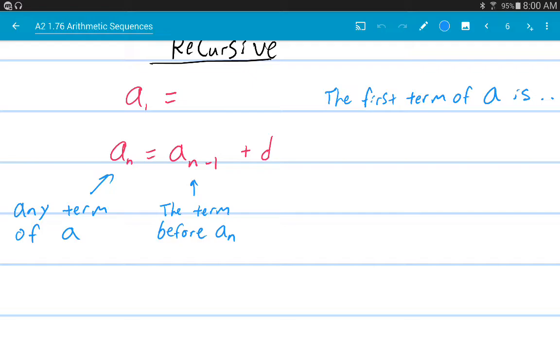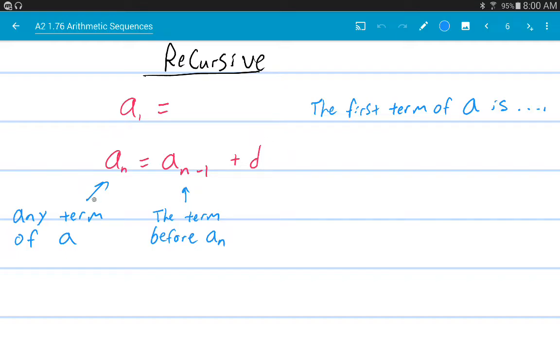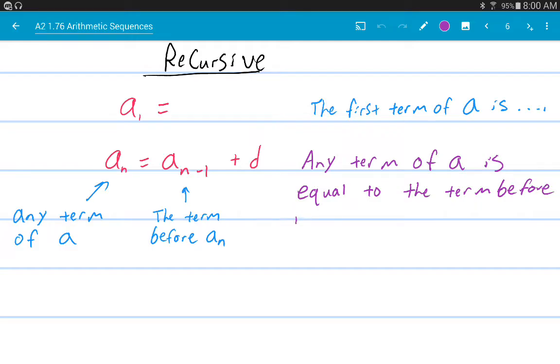And you know that plus d is the common difference. So when I read this as a sentence, what it says to me is any term of A is equal to the term before it plus the common difference.